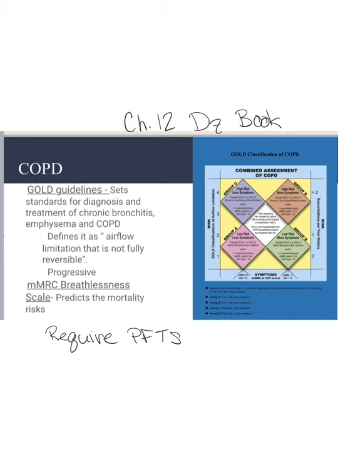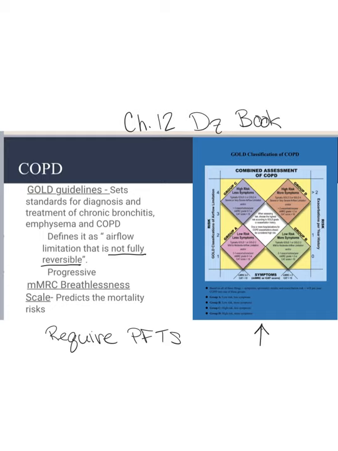The GOLD guidelines define COPD as an airflow limitation that is not fully reversible. It has reversible properties, but there's enough damage that it is not a fully reversible airflow. And then the mMRC is the breathlessness scale. They use that along with the GOLD standards to predict the mortality. So this is the classification.